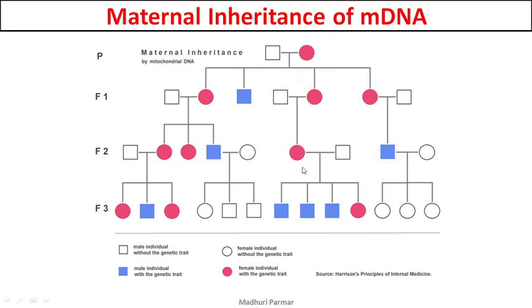Same thing here, if the lady has this mitochondrial DNA defect, all of the children will have it. But if the man has this mitochondrial DNA defect and the woman is normal, without this genetic trait or defect, the children will not have the defect. Fine. So this is what is meant by maternal inheritance, and here we end today's class. If you have any doubts, let me know and see you next time.